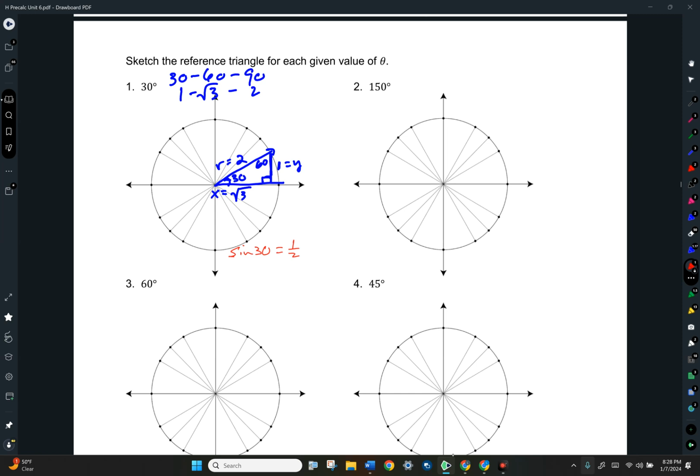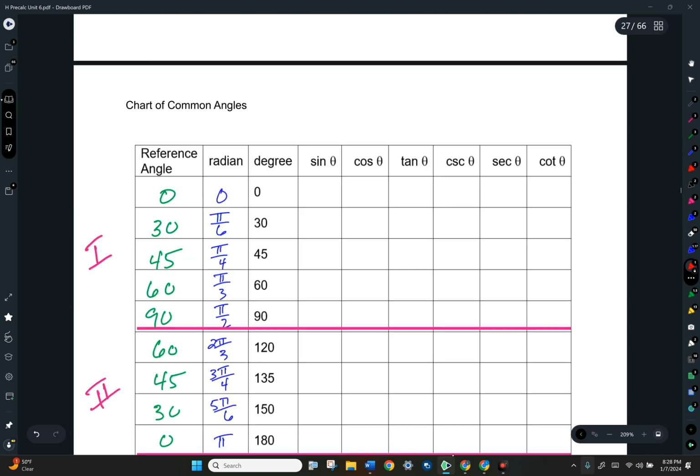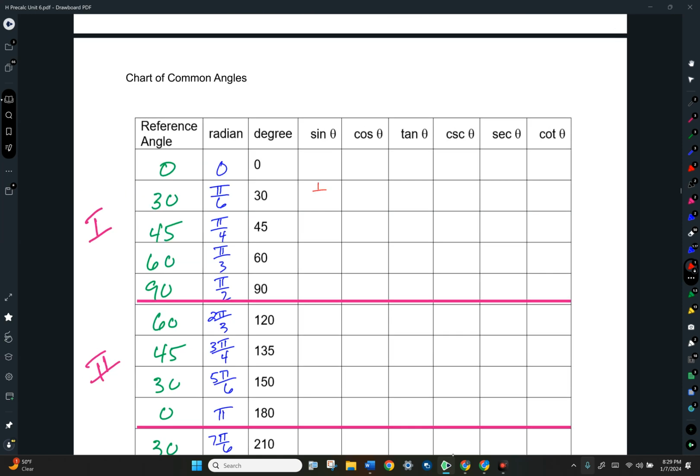I could look at the same triangle and ask, what about the cosine of 30? The cosine is x over r, so that would be square root of 3 over 2. And the tangent of 30 is y over x, so that would be 1 over square root of 3. So there are 3 values that I can fill into the chart. The sine of 30 was 1/2. The cosine of 30 was square root of 3 over 2. And the tangent of 30 was 1 over square root of 3.